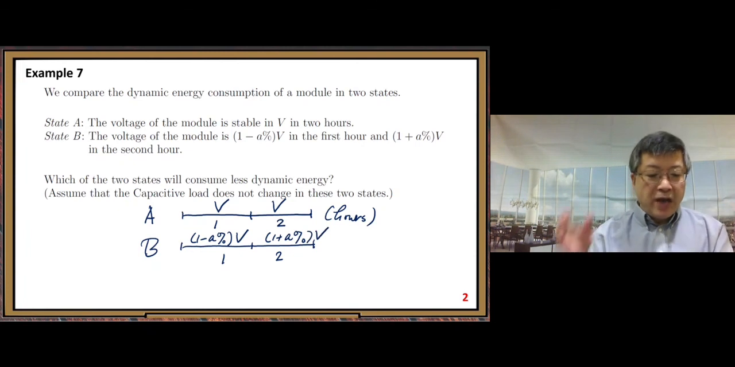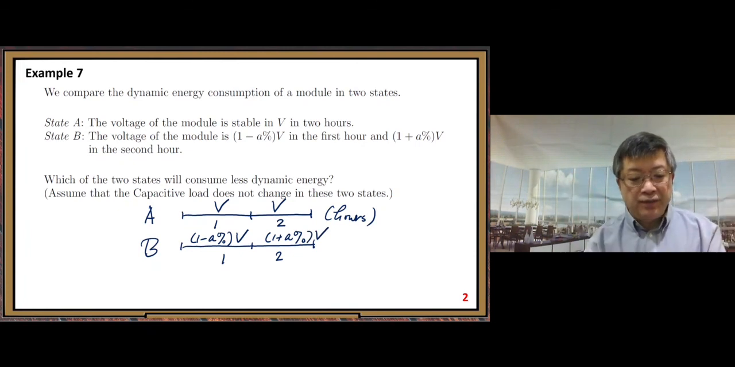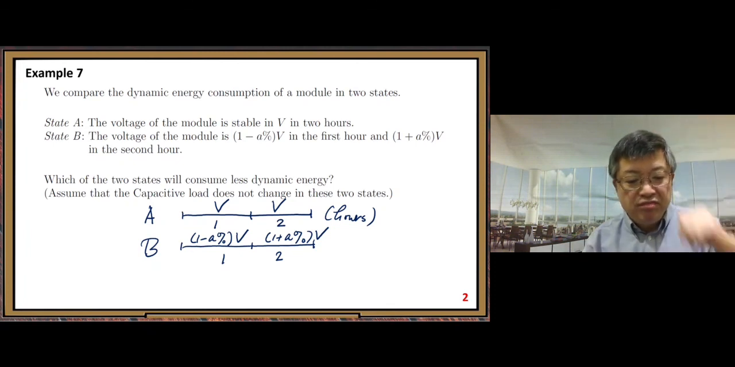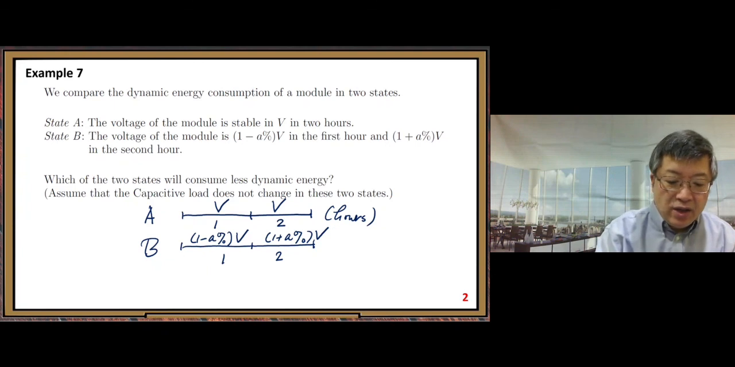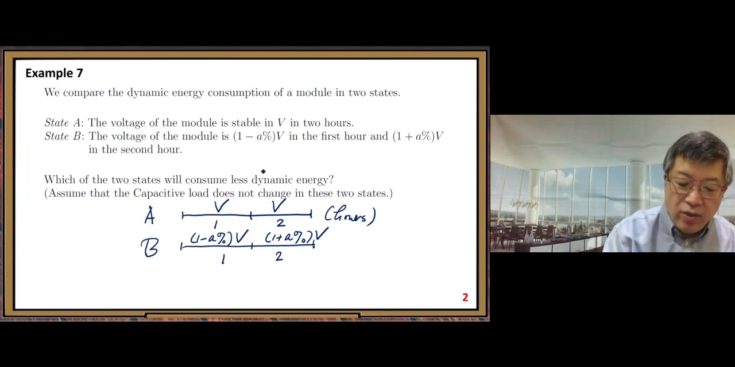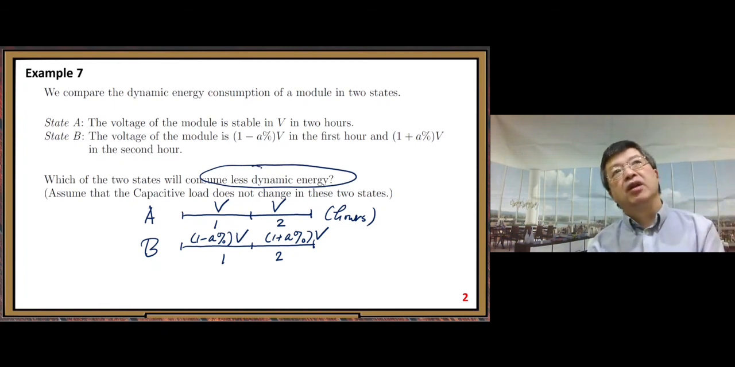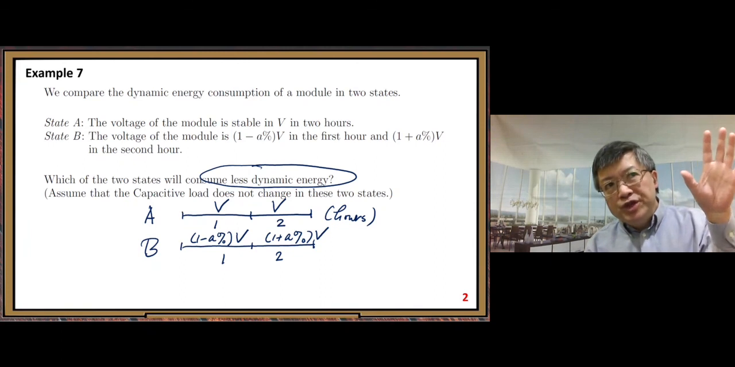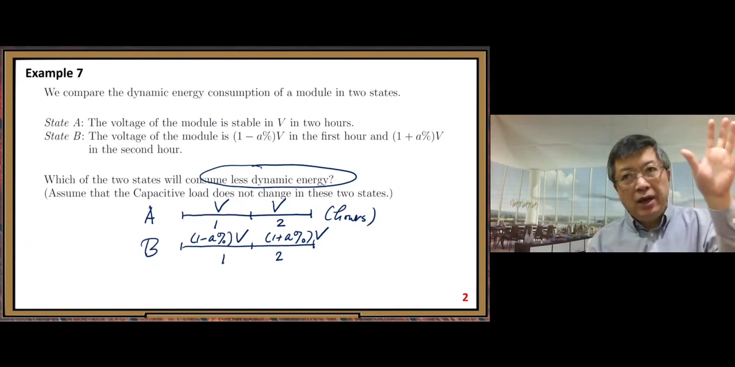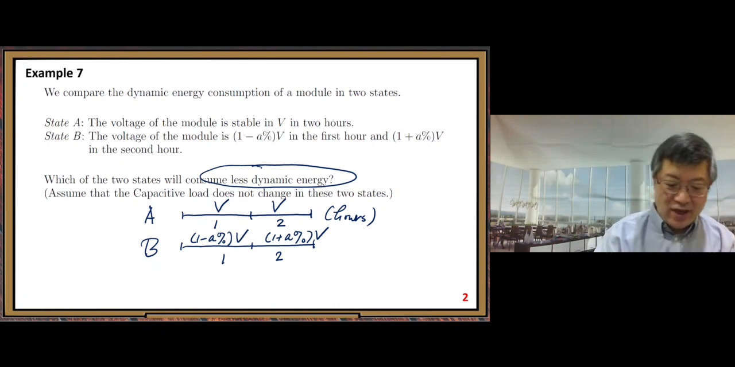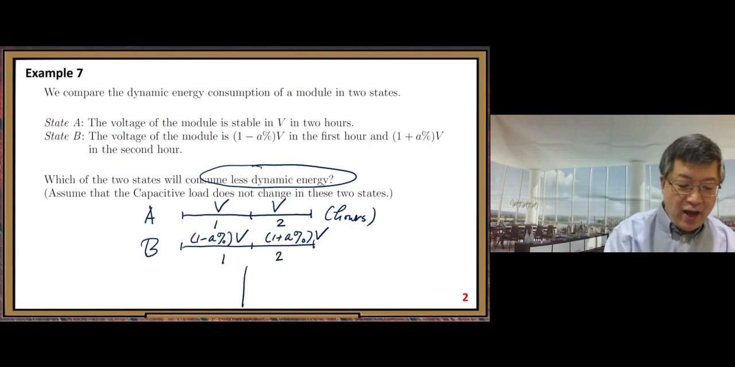Okay, all right. So now we need to compare these two states. Which one will consume less? We want to get the one with less dynamic energy. Which state consumes less dynamic energy? So let's do the comparison. All right. So for the A state, dynamic energy.